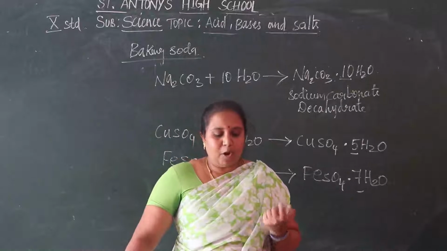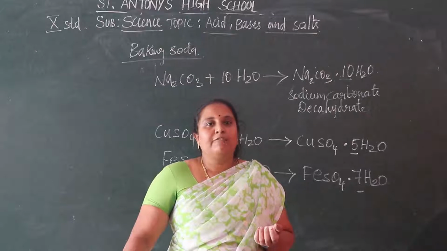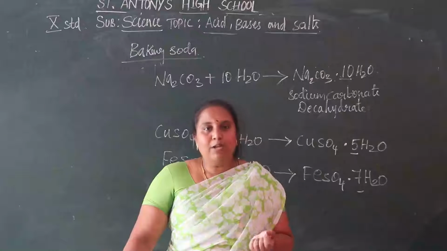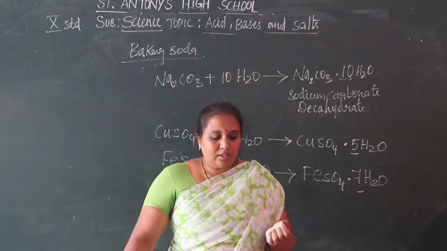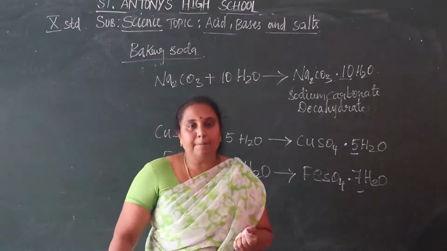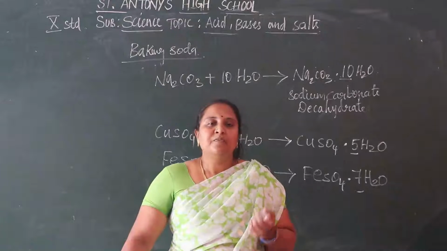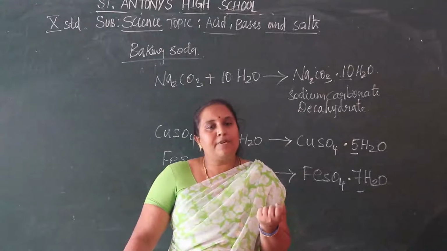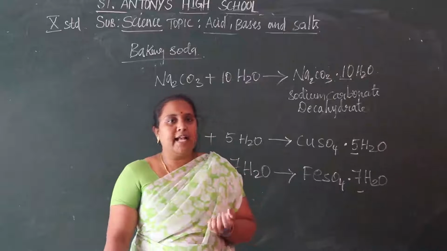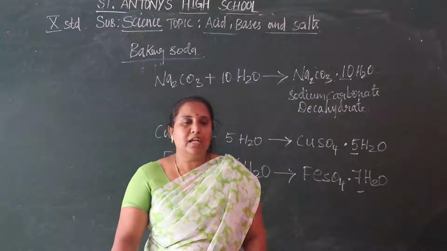After that, a white powdery substance is formed. That is the copper sulfate pentahydrate, heated, giving copper sulfate plus 5H2O. Water droplets are also seen in the upper part of the test tube. The copper sulfate is now in an anhydrous state, that is, a dry powder.